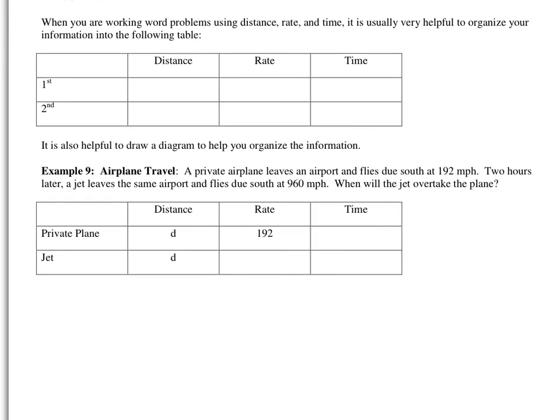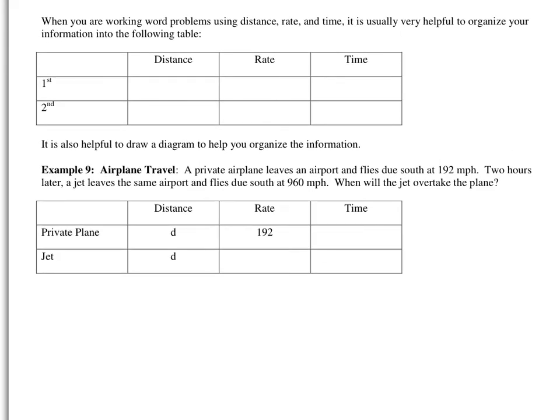When you're working word problems using distance, rate, and time, it is usually very helpful to organize your information into the following table. So we have two situations, and we want the distance, rate, and time about both of those situations. The diagram is helpful. So example 9, airplane travel.